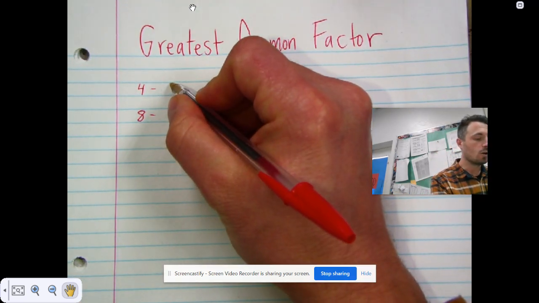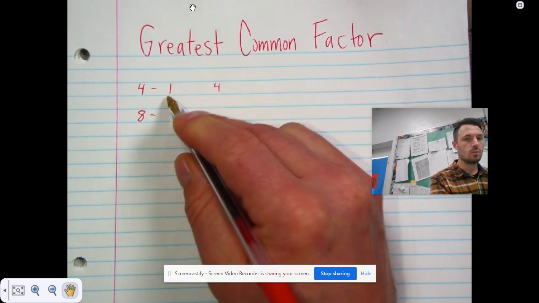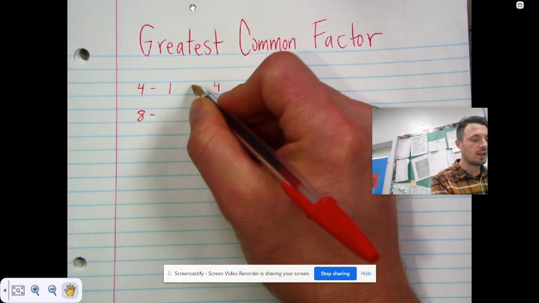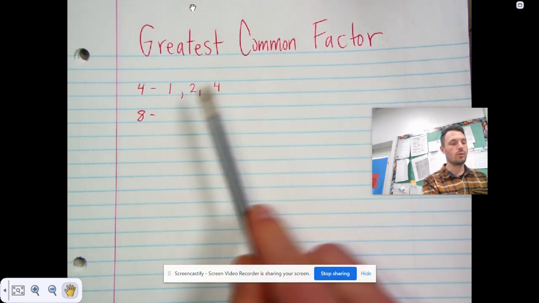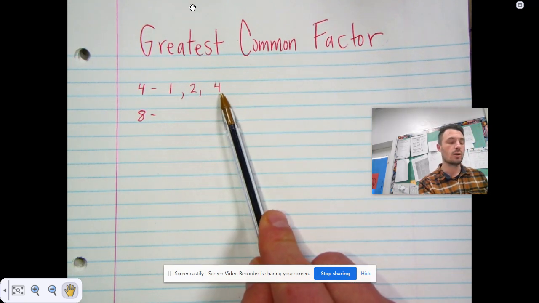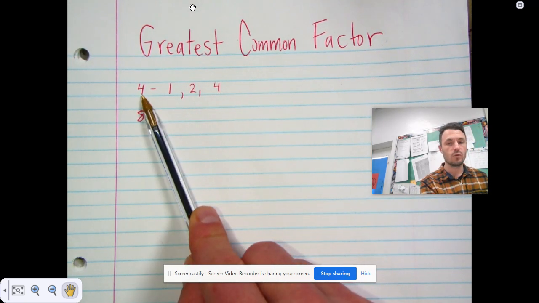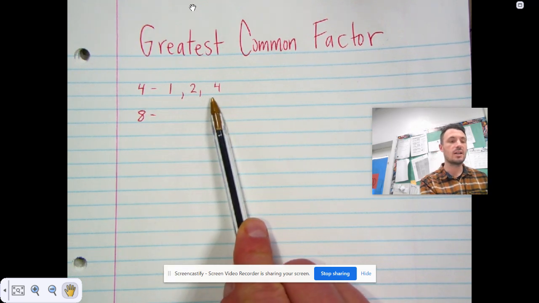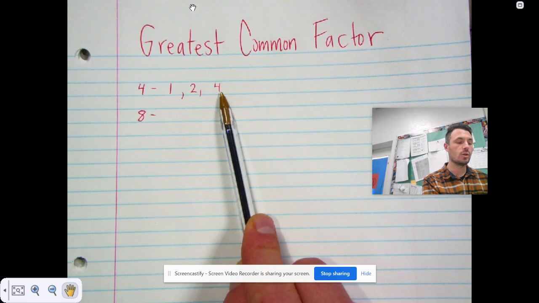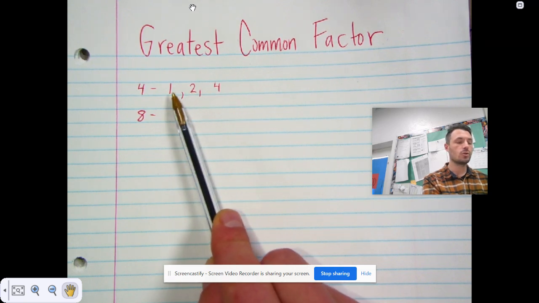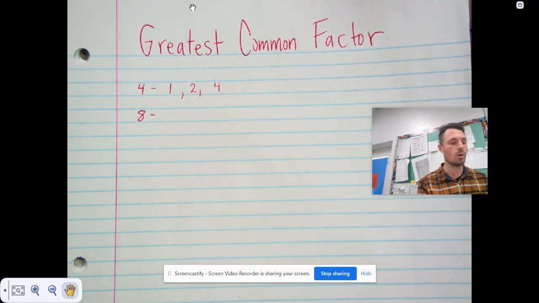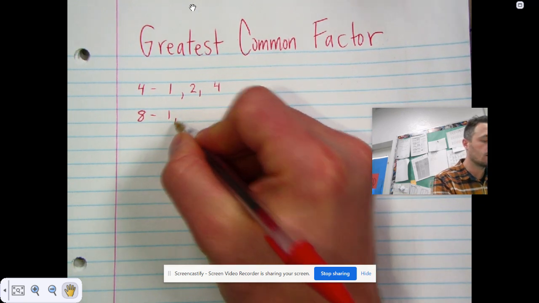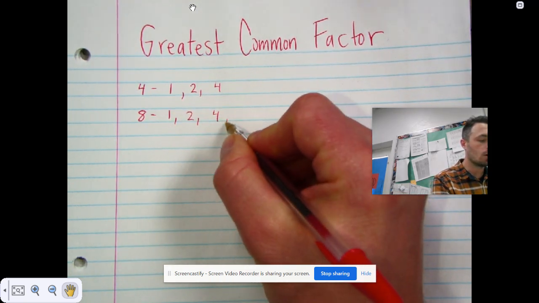The factors of 4 are 1 and 4 because 1 times 4 is 4, and 2 because 2 times 2 is 4. Those are all the factors of 4 because they're all the numbers that can evenly fit into 4. Or another way of saying it, they're all the numbers that can be multiplied together to equal 4. 1 times 4 is 4, 2 times 2 is 4, so 1, 2, and 4 are all the factors of 4. Now the factors of 8, 1, 2, 4, and 8.